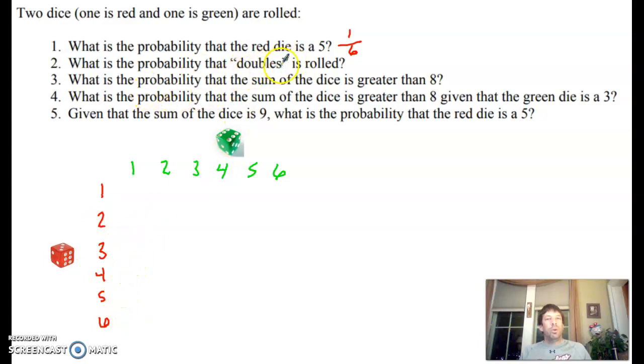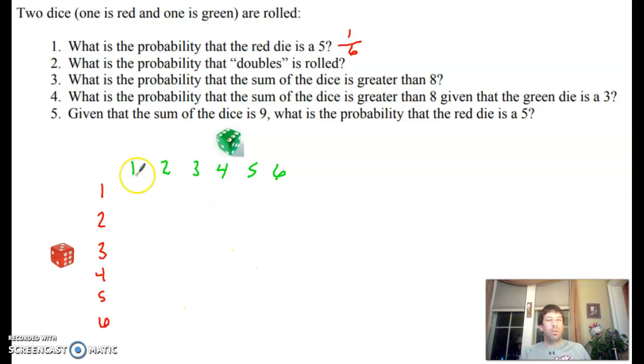Now for number 2, they want to know the probability that doubles is rolled. So we have to think about what are all the possibilities here. Well, we could roll any of these 6 on the red and any of these 6 on the green. That means that there are 36 total possibilities. If we roll a red 1, we could roll a green 1, a green 2, a green 3, a green 4, a green 5, or green 6. So there's 6 possibilities there, 6 when we roll a red 2, 6 when we roll a red 3, and so on. So there are 36 possibilities total.